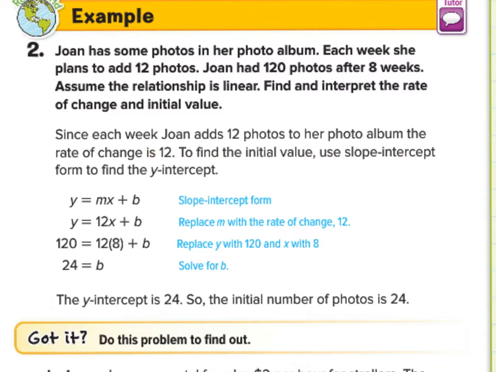Find the initial value. Use the slope-intercept form to find the y-intercept. So we have y equals mx plus b, which you're all very familiar with. Then y equals 12, which is our rate of change, x plus b. b is what we're looking for. The question says after 8 weeks, so 8 weeks is our x. After 8 weeks, we have 120 photos. So let's solve for b now, where we isolate the b. We multiply here, and then we subtract. So 12 times 8 is 96. Bring the 96 over to this side, subtract it, and we get 24. So b is 24. Therefore, the y-intercept is 24. So the initial number of photos in the album was 24.